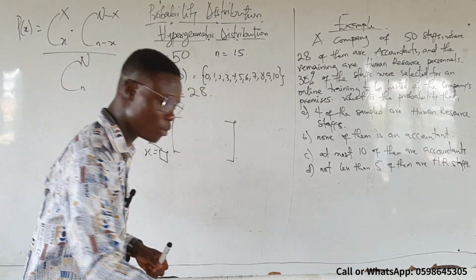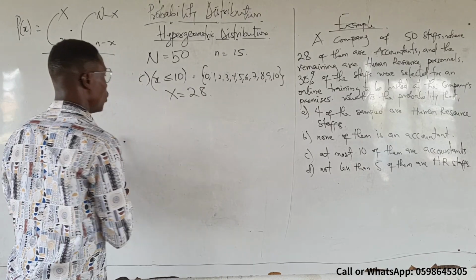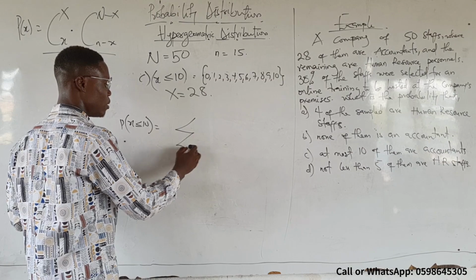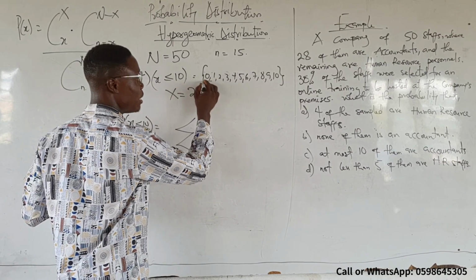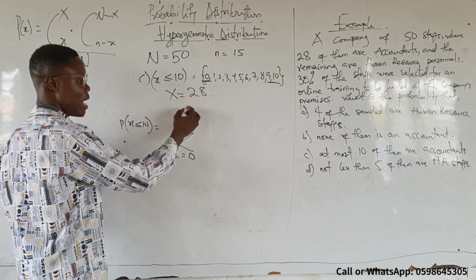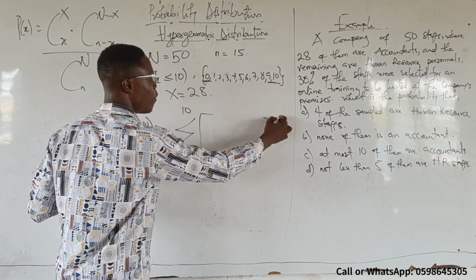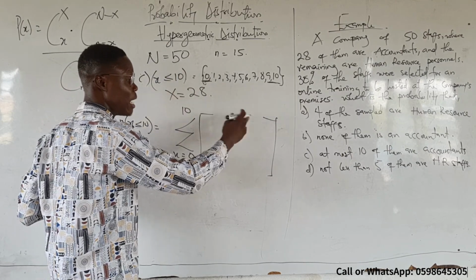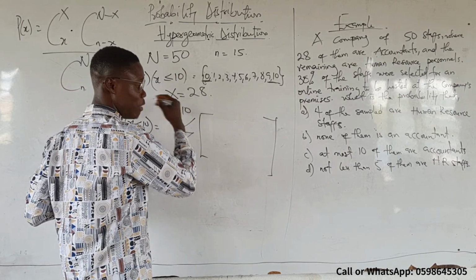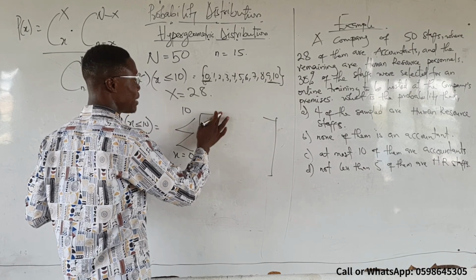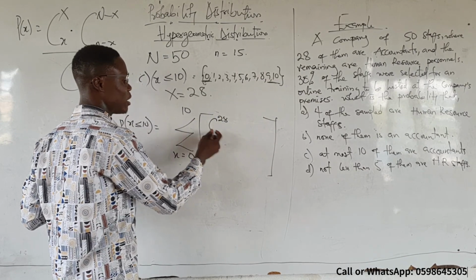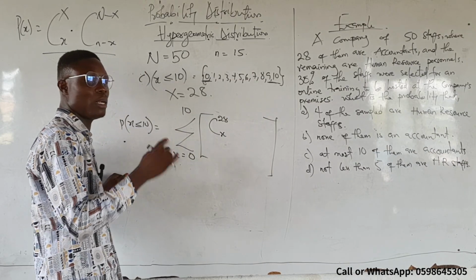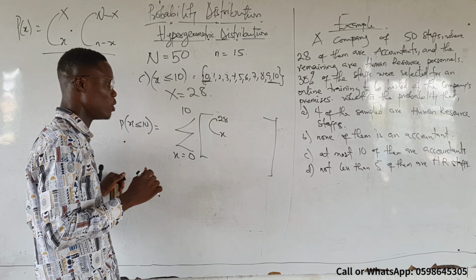So if I write it for you to see how it will look, the probability that x is less than or equal to 10 will be this. I have sigma, the lowest value of x is 0 and the highest value is 10, so I have 0 here and 10 over here. And I put the formula for hypergeometric in the bracket. It's going to be a little big, so I'm putting a big bracket over here. In the formula, we have a combination of capital X, that is 28, and a small x. So when you're putting the formula in the bracket for a summation, you write x in there. I'll show you how to punch that.